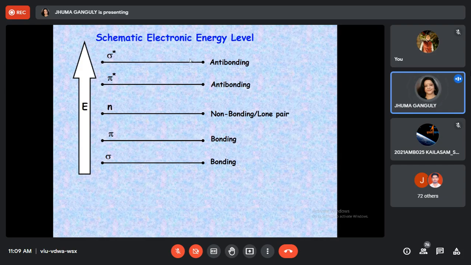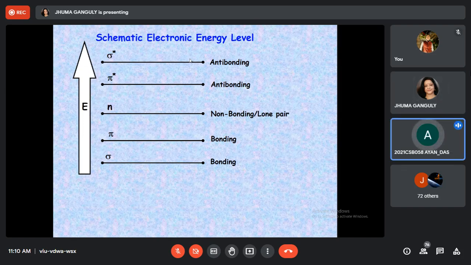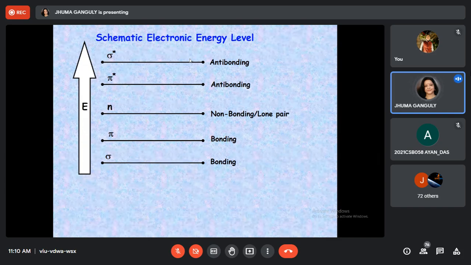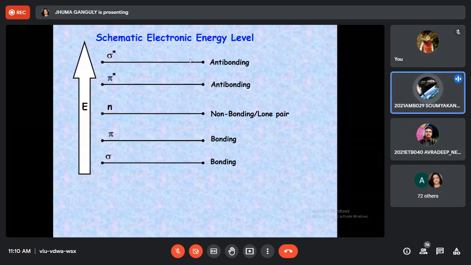Do you have any idea about the antibonding level, this concept? Antibonding is formed by destructive interference of molecular orbitals. Yes, that is right. And in which situation does it arise? Just some qualitative idea. The energy level increases. Ma'am, it has more energy and is less stable.